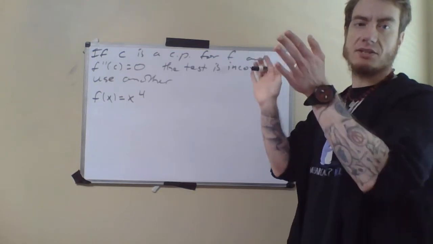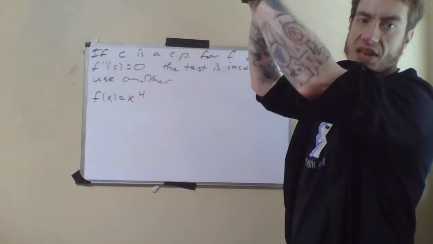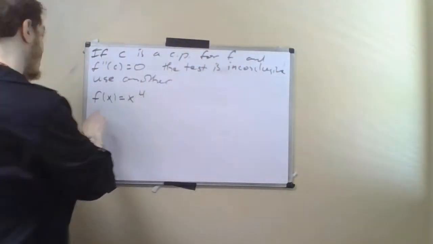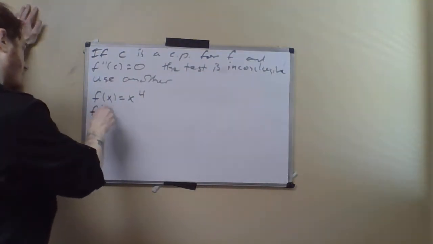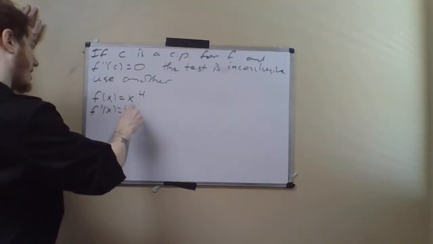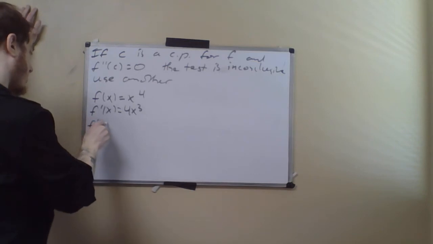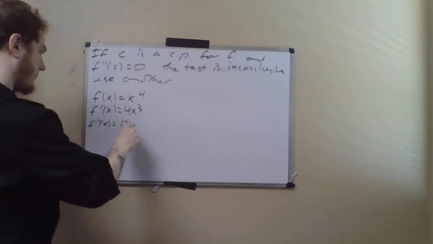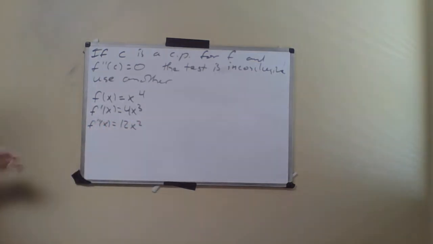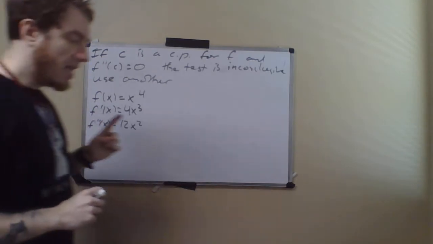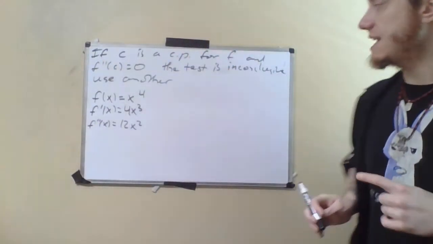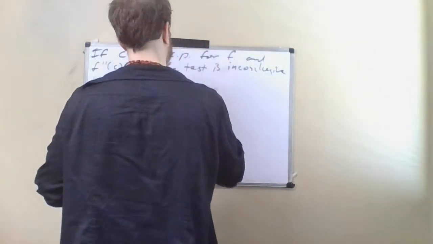Well, the base is kind of a fattened parabola. The top is a thinned out parabola. If I take the derivative, f prime of x is 4x cubed. F double prime of x is equal to 12x squared. And then what we can say is, well, the critical point is still 0.